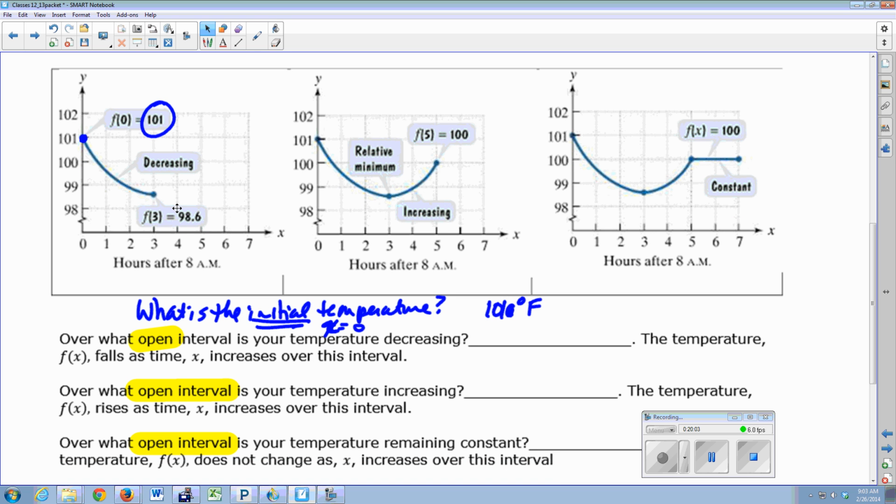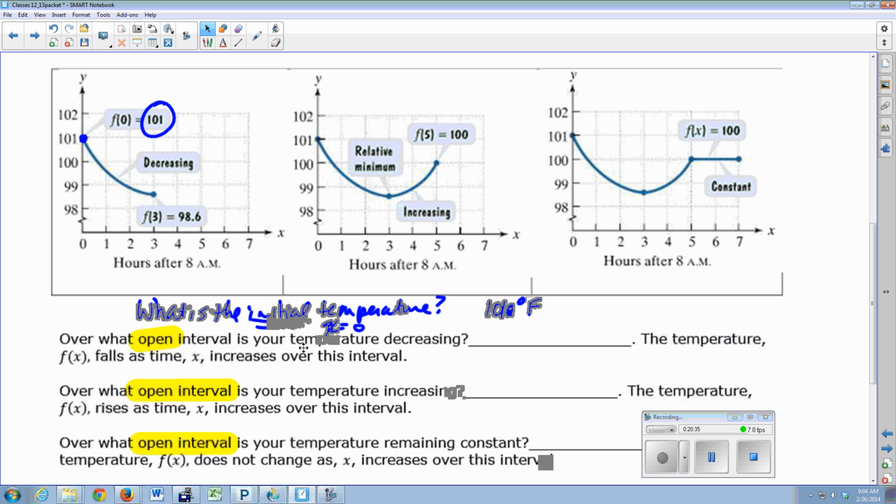Okay. So what is the domain for this first picture? How many hours is this function, in the very first picture, defined over? 3. It goes from 0 hours after 8 a.m. to 3 hours after 8 a.m. So the time would be from 8 a.m. to 11 a.m. Okay? And notice the temperature, which is your output, the actual temperature, is starting to decrease.